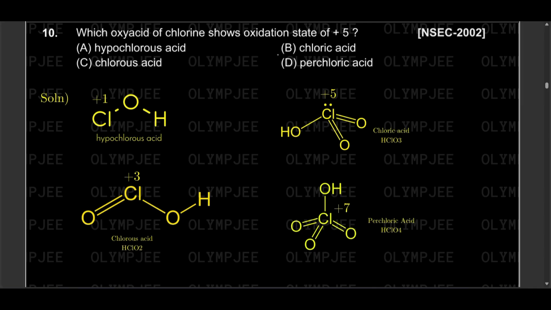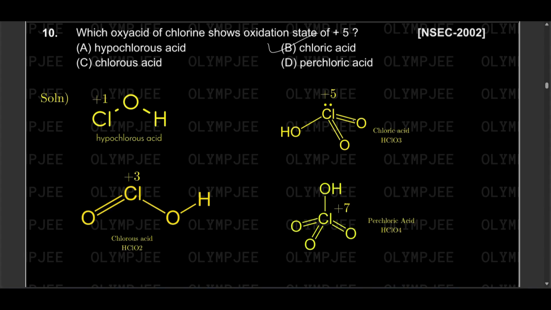So if you know the structure and the naming convention, then you know that hypochlorous has +1, then we have chlorous, then we have chloric, then we have perchloric, and the oxidation state has a difference of 2 between them. So +1 and +3 have difference of 2, then +5, then +7. So +5 is in chloric acid.